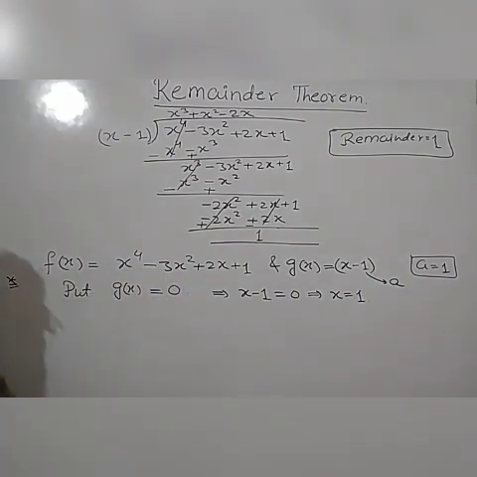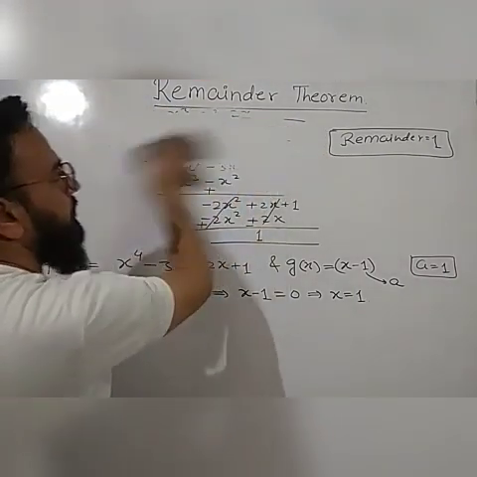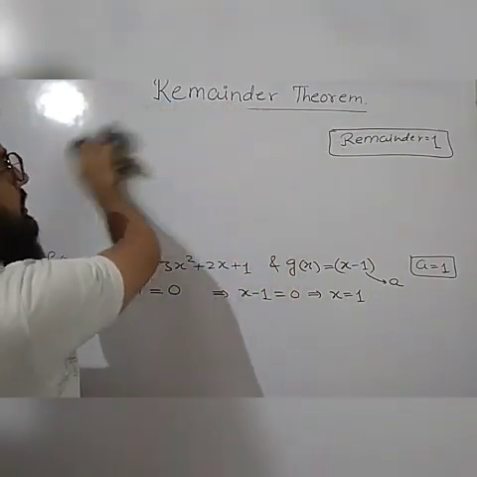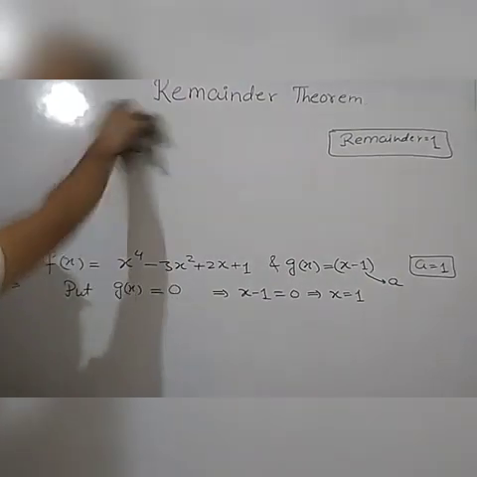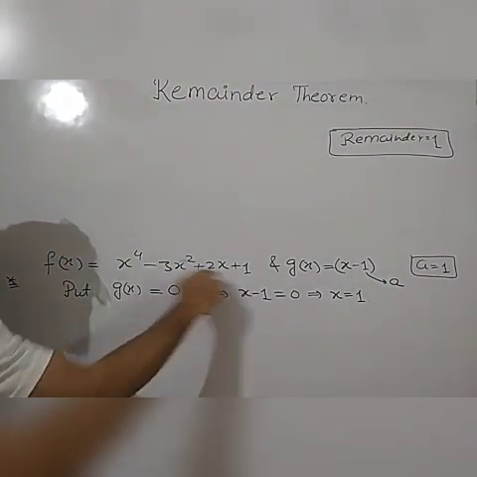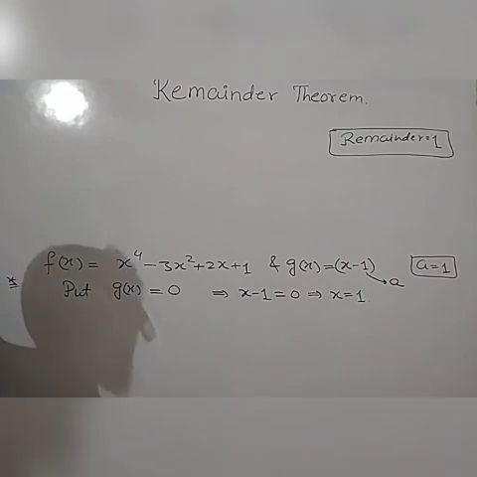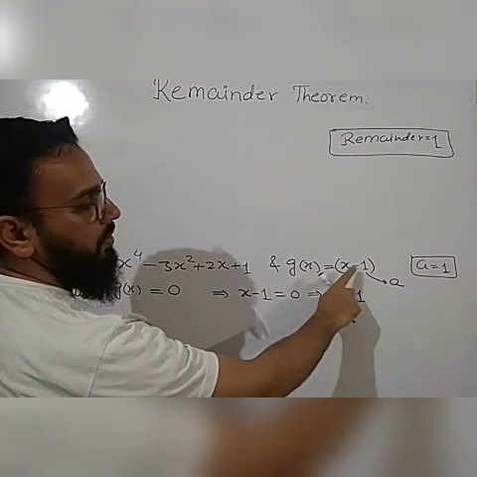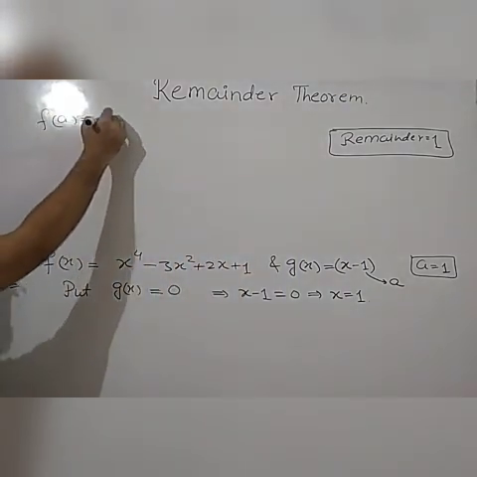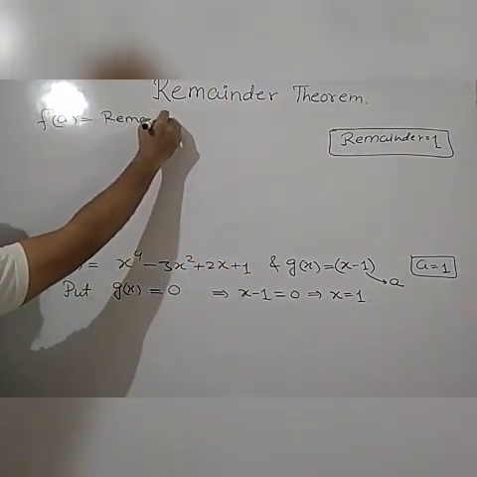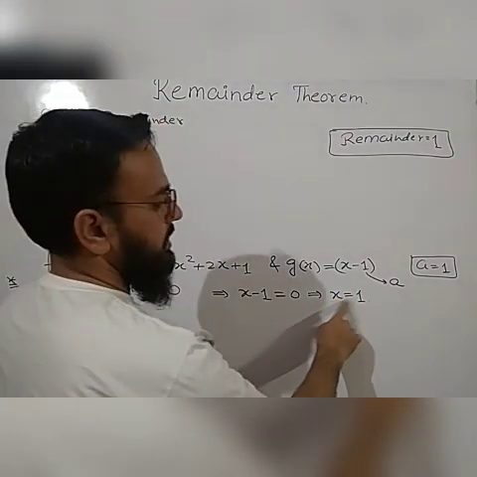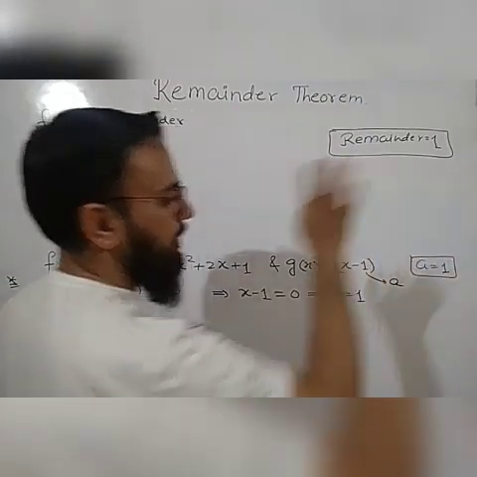Now we can find the value of the remainder by putting the value of x in place of x in f(x). So we have given f(x) is equal to this. This is the polynomial f(x). And what was the remainder theorem? If it is divided by g(x) is equal to x minus a, then f of a is equal to the remainder. F of a is equal to the remainder. And what is the value of a here? X is equal to 1, or we can say that a is equal to 1.